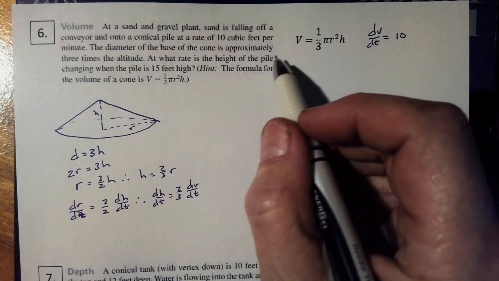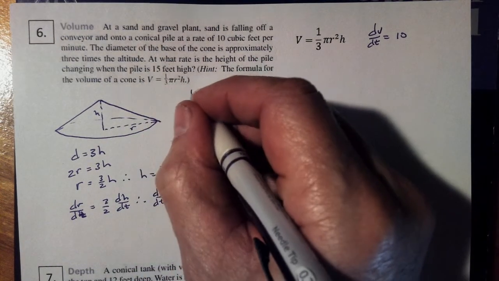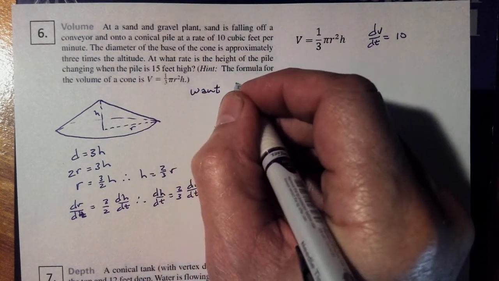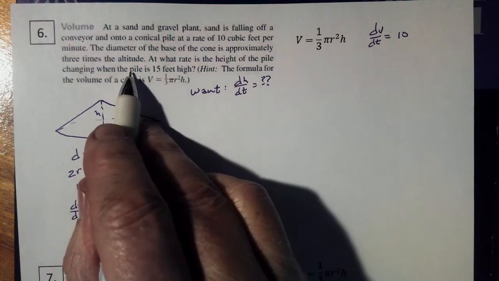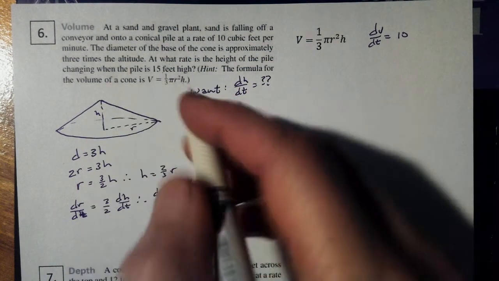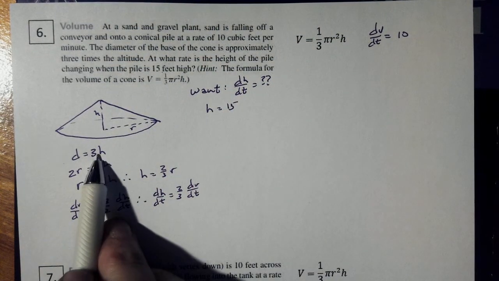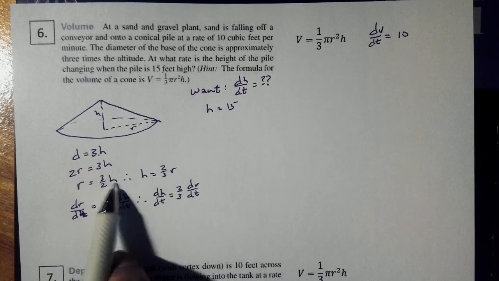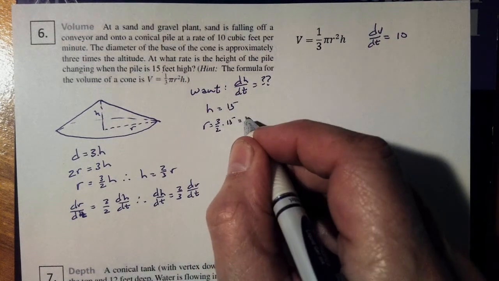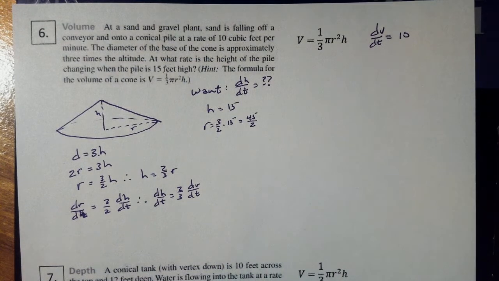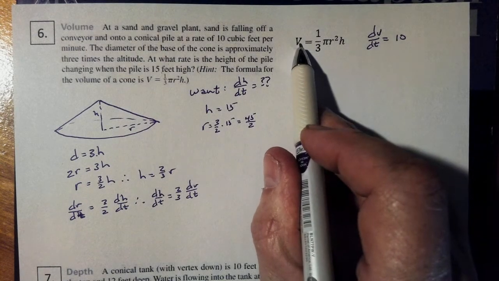So let's get to the derivative work here, but they do say at what rate is the height of the pile changing. So we want dh/dt, just a distance. We want to know what that is, and in our snapshot we can use a height of 15, which, oh, by the way, means that if height is 15, radius is 3/2 times 15, or 45/2 at that snapshot moment.